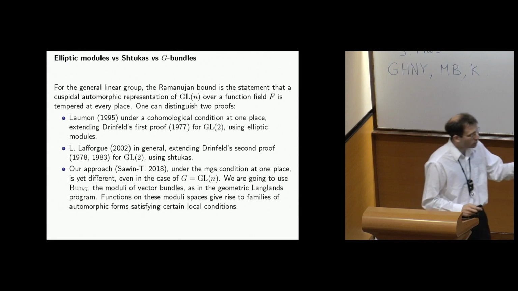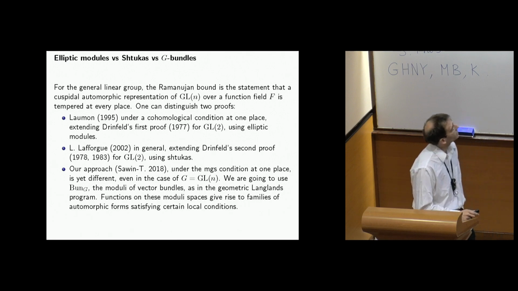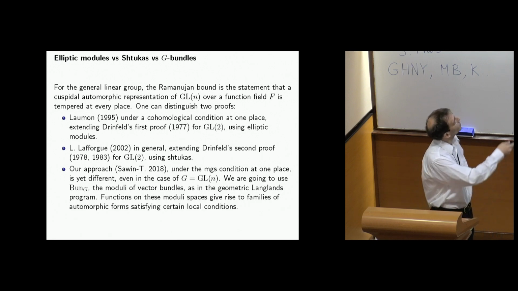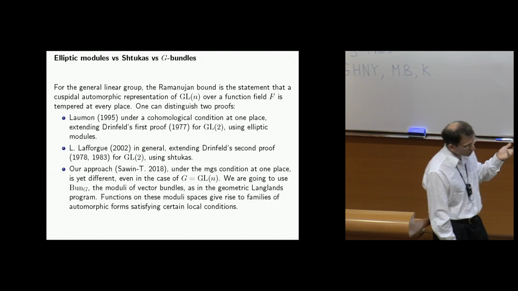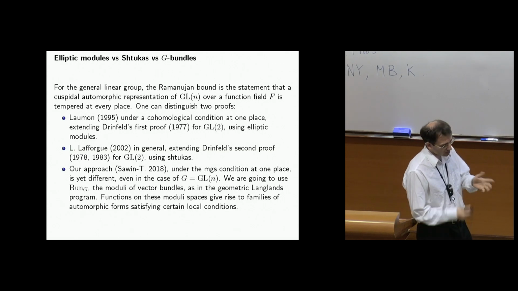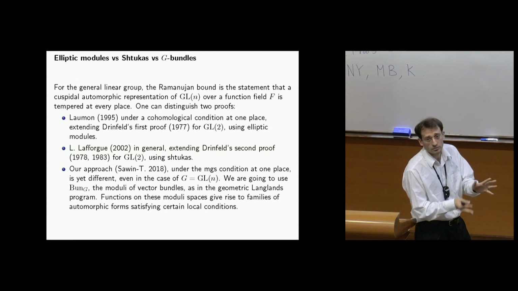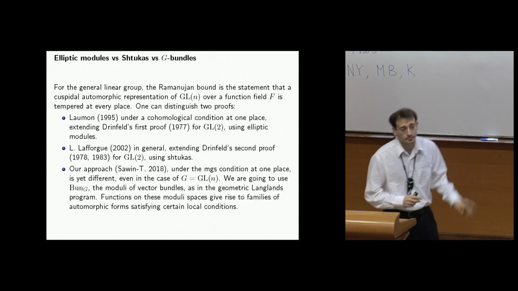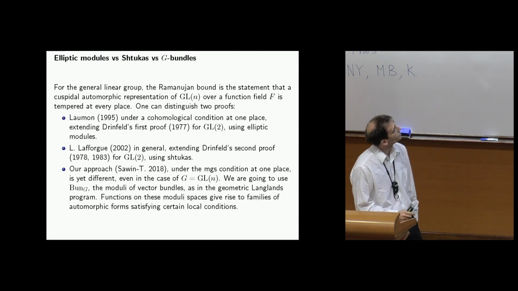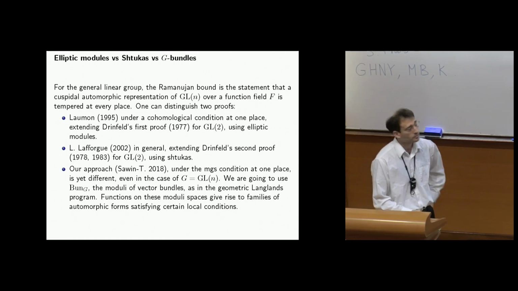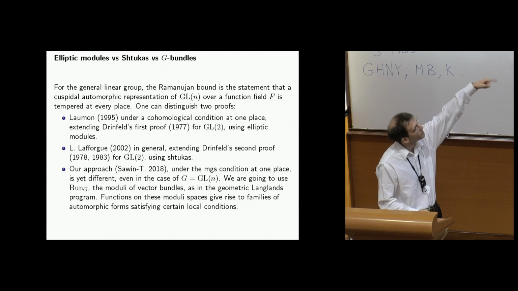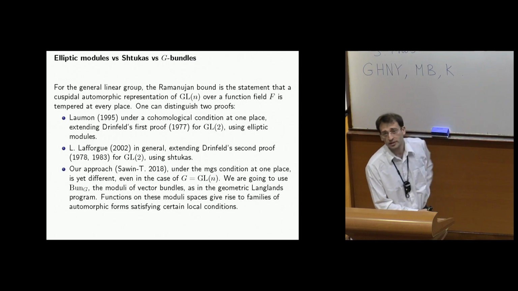I'm not going to insist too much on GLN because things are already better there. But our approach gives yet another way to approach the question. We don't use elliptic modules or shtukas. The moduli space is Bun, it's just Bun. So it's a bit closer to what people do in geometric Langlands. And for GLN, of course, we also have this condition MGS at one place.